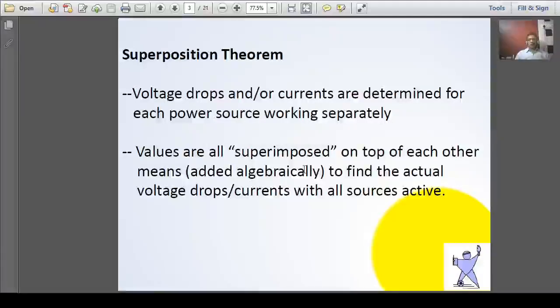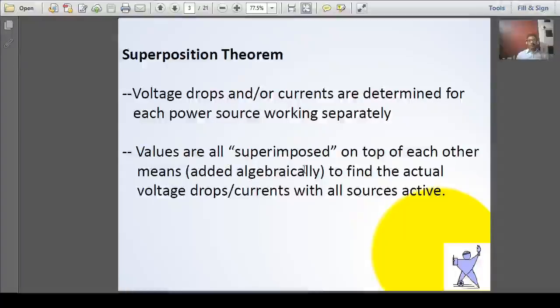With the superposition theorem, we calculate the voltage drop or current with one source acting at a time while replacing other sources, or we can say making the other sources inoperative. Means when we consider one source at a time, all the other sources are replaced by their internal resistance. In this way we get the response of a given circuit.